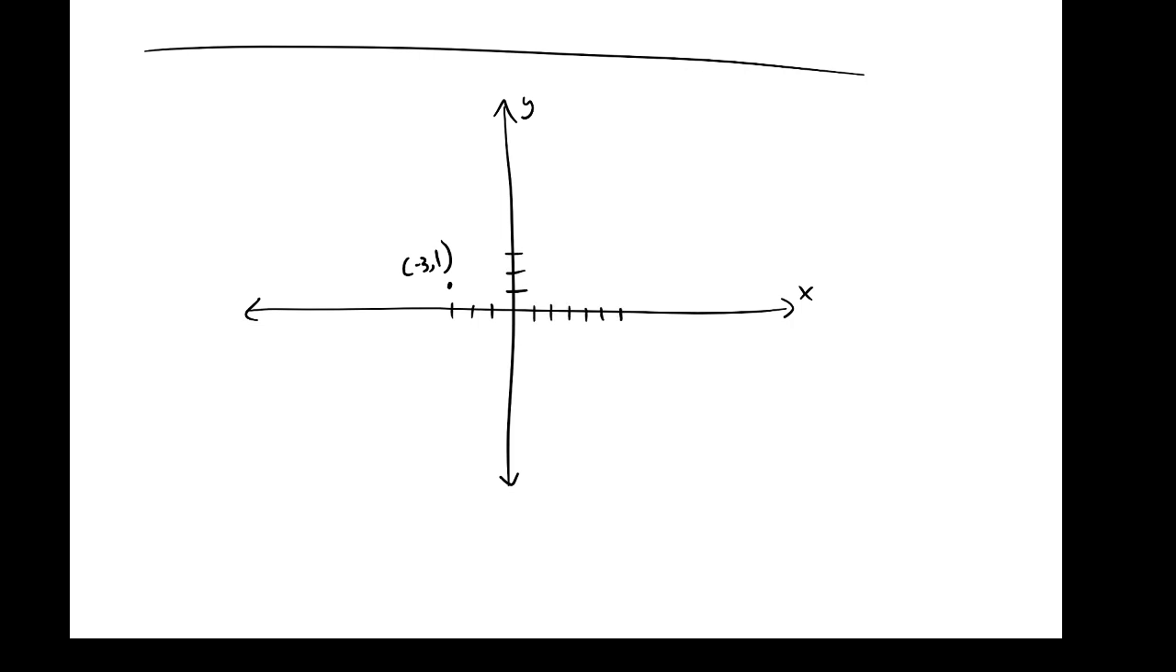So 6, 1, 2, 3, 4. That's (6, 4). Okay, so let me move that. So now connect my lines. (6, 4). Does it go through my plotted point here?